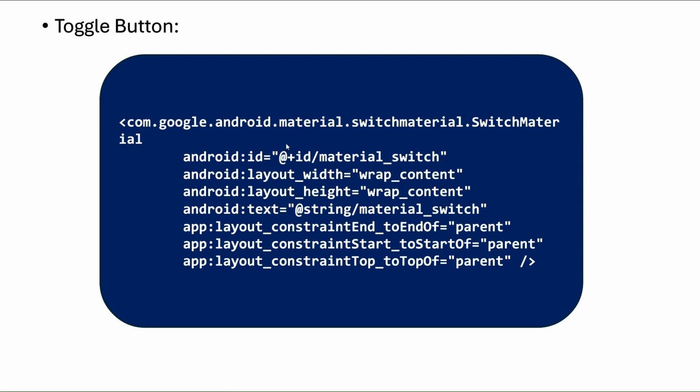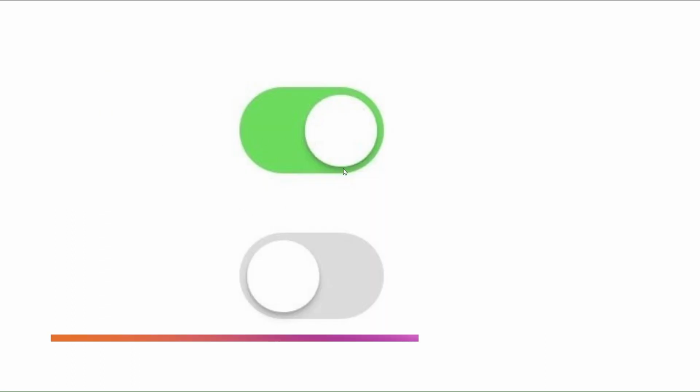Initializing the ID with height, text, adding the text for the toggle button. This tag is from the Material component, and this is inside of the constraint layout, that's why we are using the constraints. And this is an example preview of the switch toggle button. You usually see these buttons in social media or any other applications.